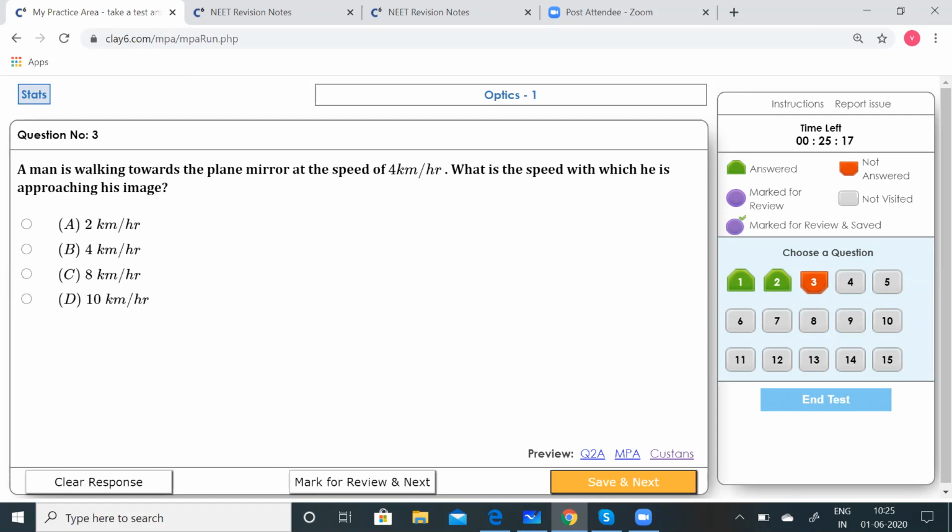Therefore, the relative speed of the mirror with respect to the image is now going to be 4 minus of minus 4. Because the source is now going to be plus 4, that is in the forward direction, whereas the image is going to be the same magnitude, 4, but in the opposite direction, so minus 4. So the difference between the two is 4 minus of minus 4, which is equal to 8 kilometers per hour.